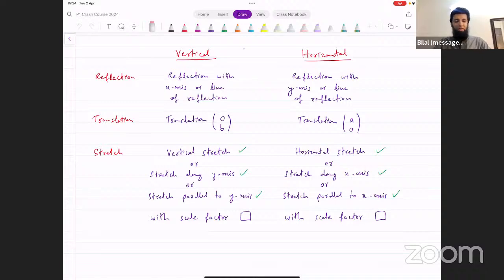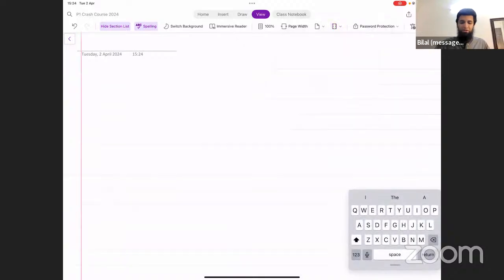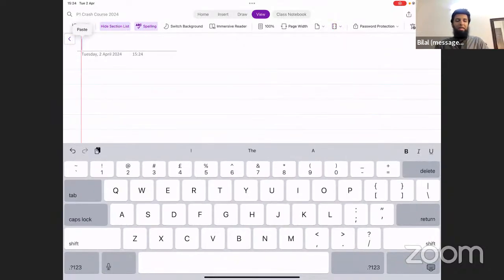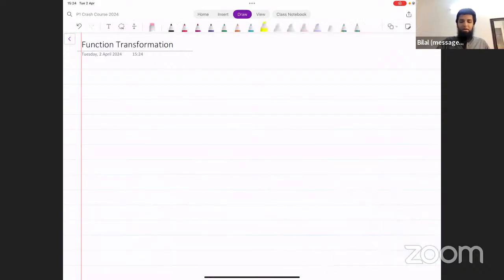Okay, so now that we have understood these basics, how is all of this connected to functions? What are function transformations? That is what we want to understand next. So let's talk about function transformations, how all of this relates to functions. Understanding those transformations was important so that we can understand how they are now connected to function transformations.